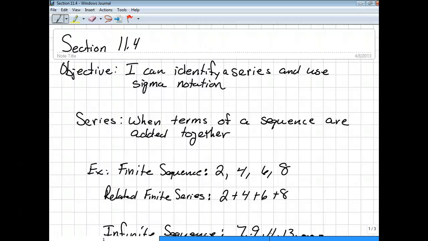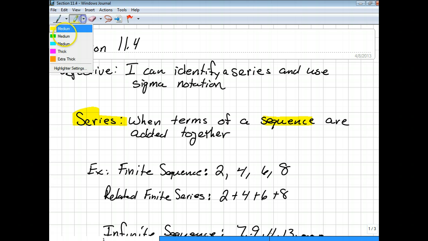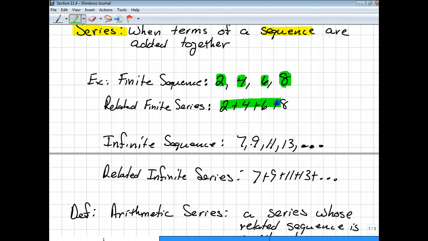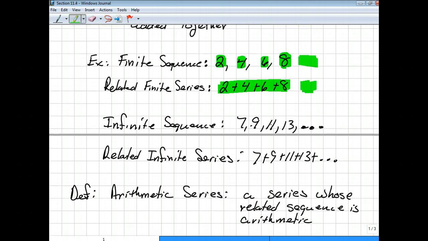Section 11.4, our objective today is I can identify a series and use sigma notation. First of all, a series is when we add the terms of a sequence together. So for instance, a finite sequence which has the terms 2, 4, 6, and 8 becomes a series when we add those together. Okay? So this is a finite sequence and this is a finite series when we add the terms of the sequence together.